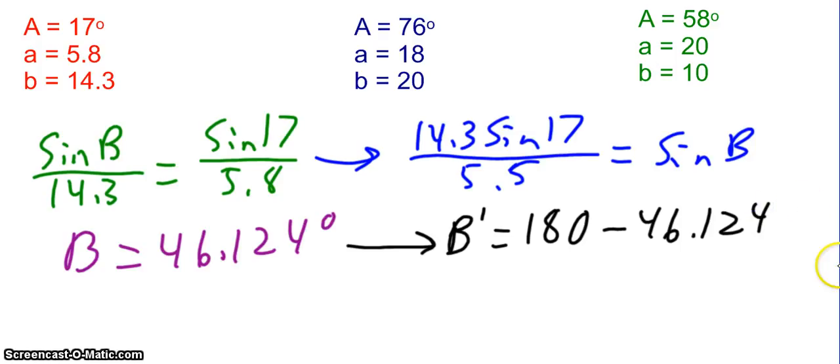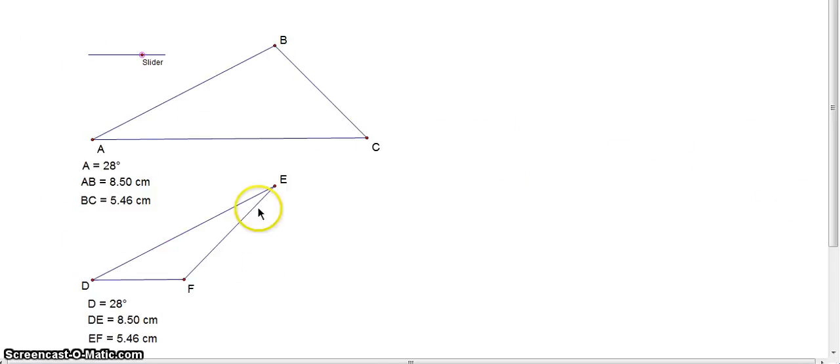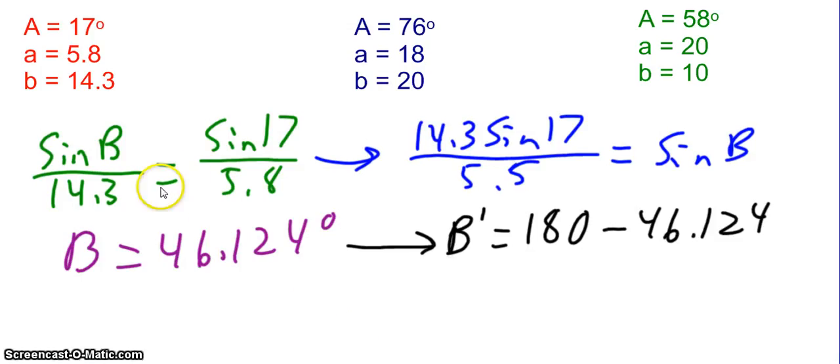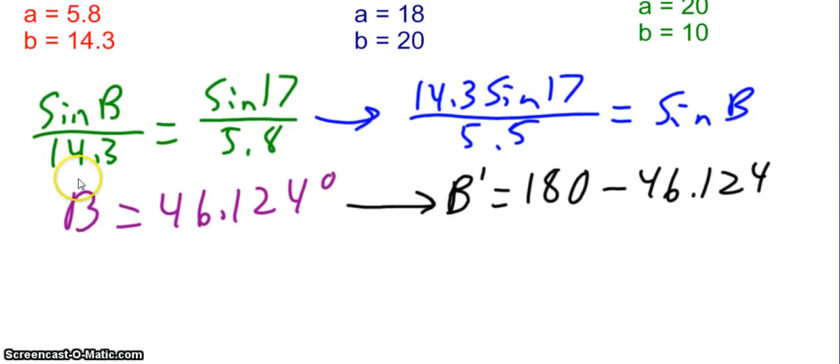Now, if I look at this picture again, what I'm saying is angle C in this diagram is the supplement of angle F, and vice versa. You can prove that to yourself. For right now, you're just going to have to trust me. So then I get the other angle B, so B prime, is 133.876 degrees.